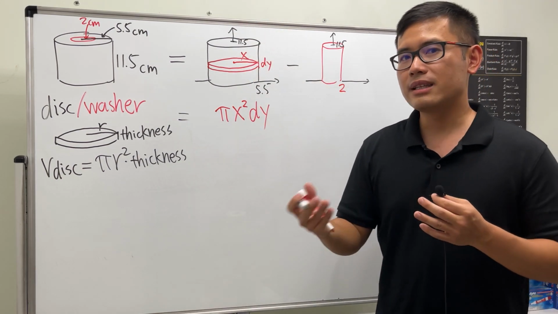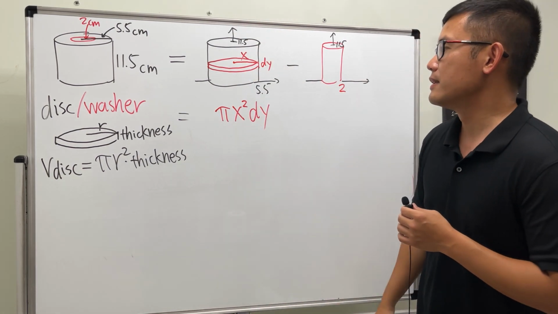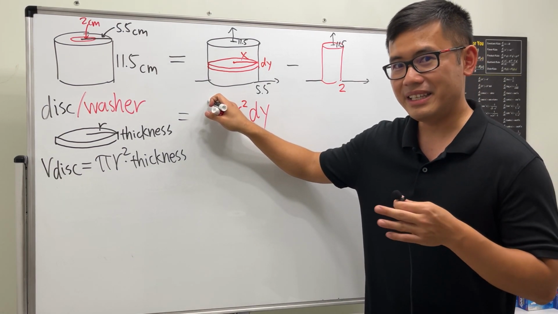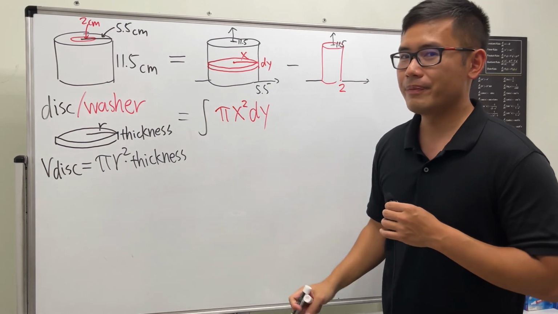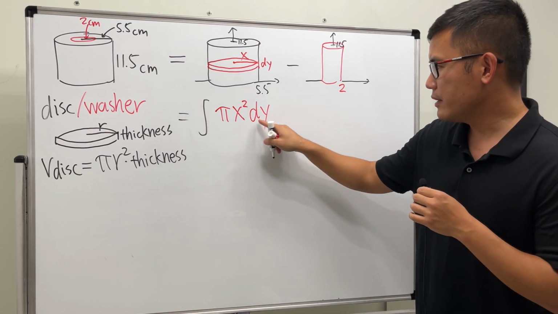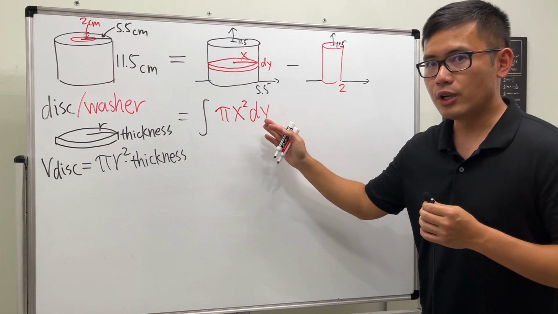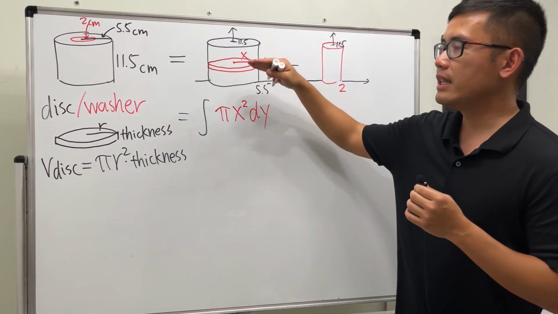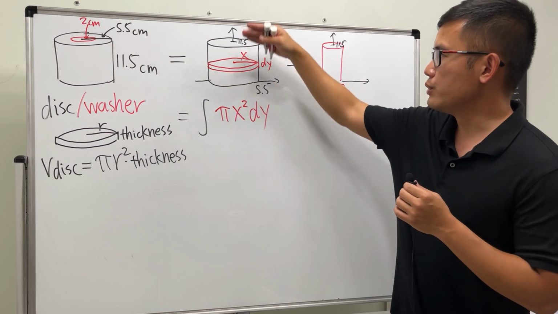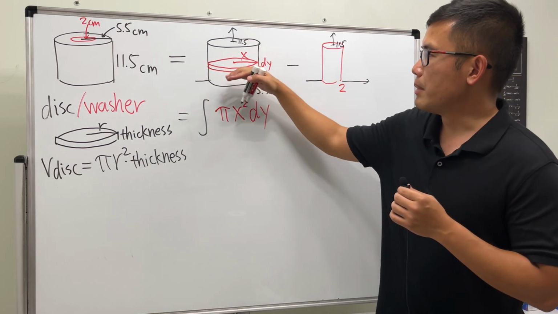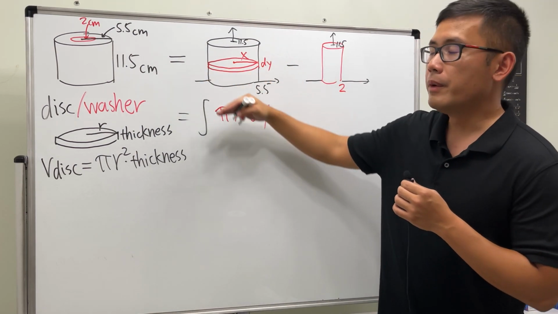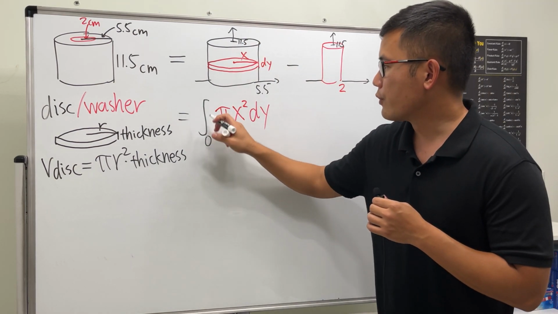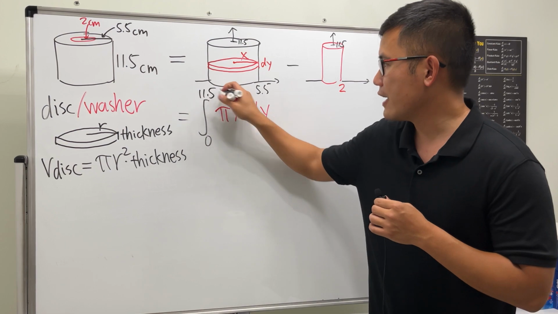So we have to add up all the volumes for the disks. And to do so, we use the super version of adding in calculus, and that's the integral. And when we are having dy, usually I like to tell my students that this is in the y world. We will have to look at the y values from the starting to the end. This right here is on the bottom, which is at y equals 0, and then we finish at y equals 11.5. So we will go from 0 to 11.5.